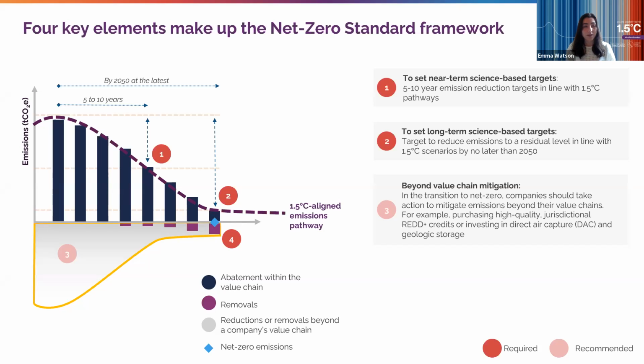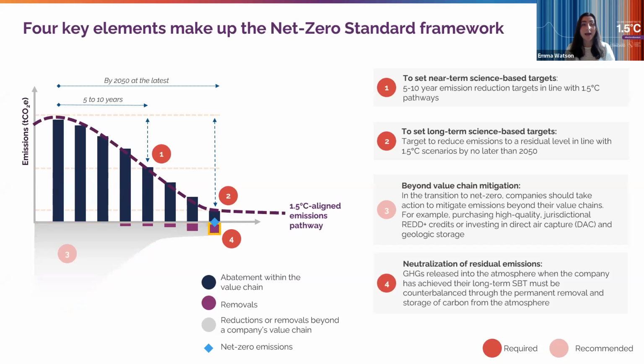And if we look at the fourth and final element of a company's net zero target, that would be the commitment to neutralize any emissions that remain. So as I mentioned previously, for most companies, they're going to be reducing their emissions by 90% or more. So some companies may have up to 10% of their emissions left when they reach their long-term science-based target.